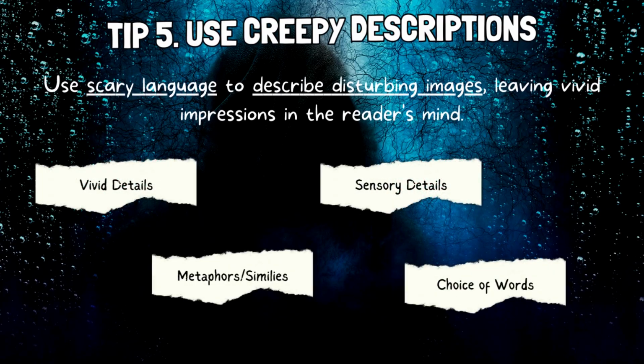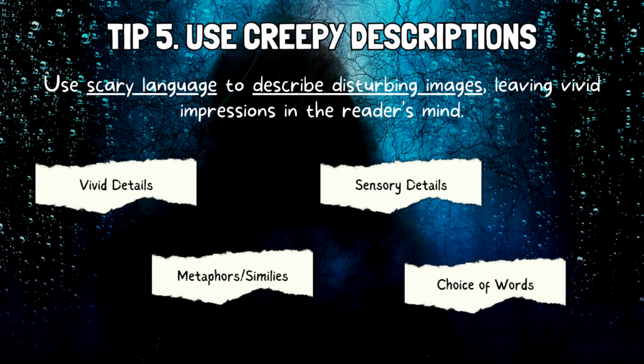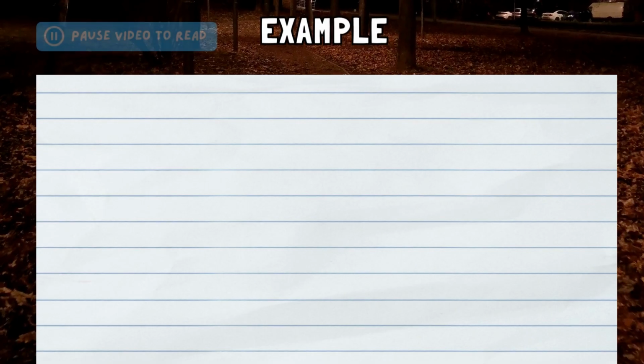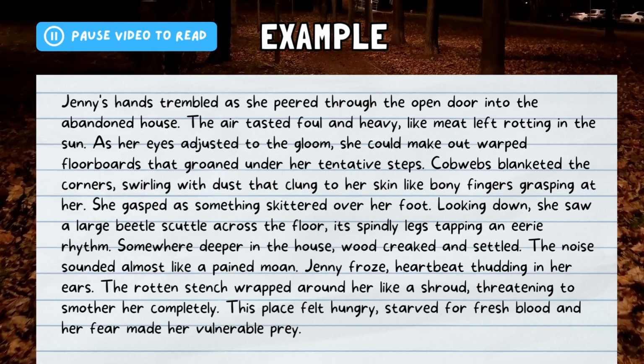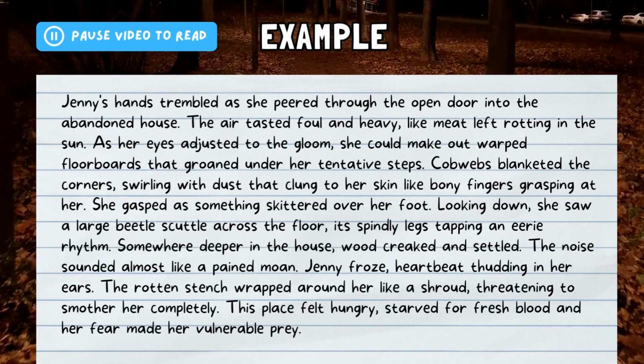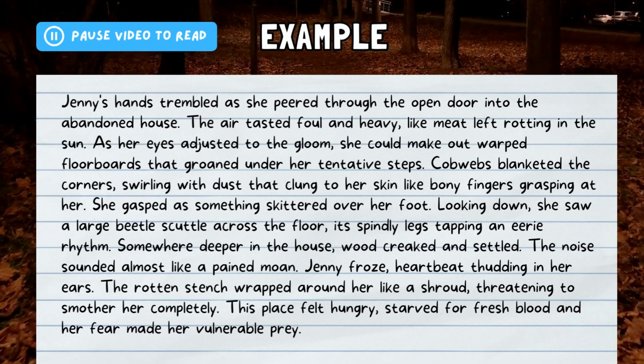Tip 5. Use creepy descriptions. Using scary language to describe disturbing images leaves vivid impressions in the reader's mind. This could be done through the use of clever metaphors and similes, sensory details, such as smell and taste, and even the choice of words used. This example uses descriptions of foul air, disturbing sights, and eerie sounds aiming to create vivid creepiness for the reader.